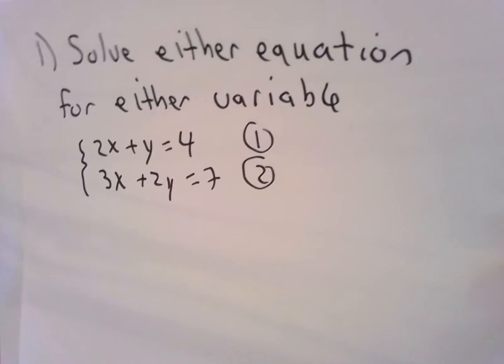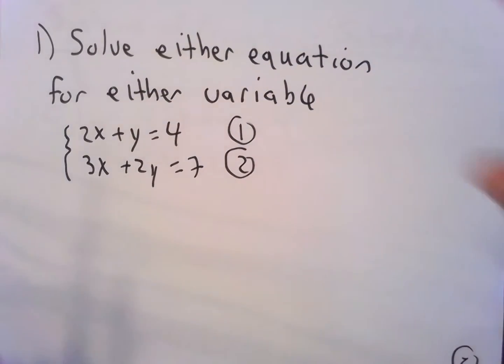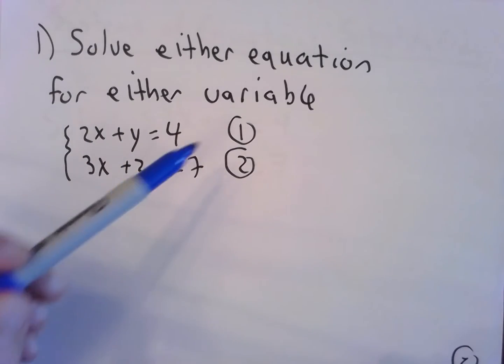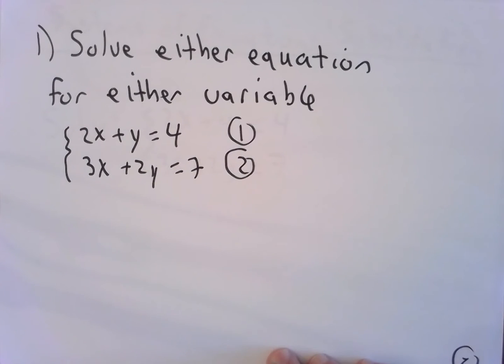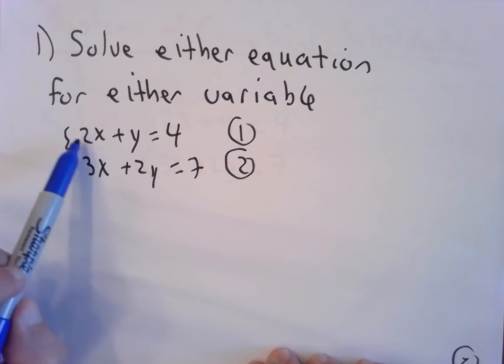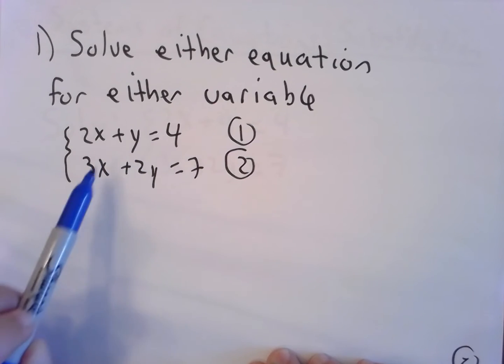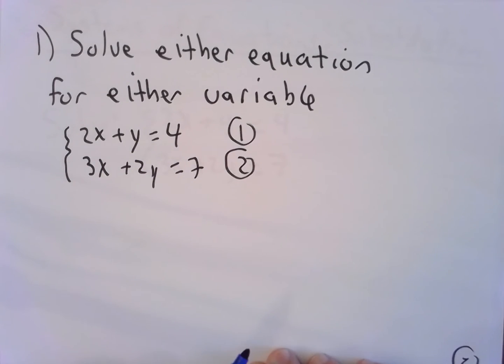The rules say, first thing you want to do, solve either one of the equations for either variable. So I have two equations. Let's number them, equation number 1 and number 2. I want to get either this x by itself, that y by itself, this x by itself, or that y by itself. I have 4 choices to begin with.